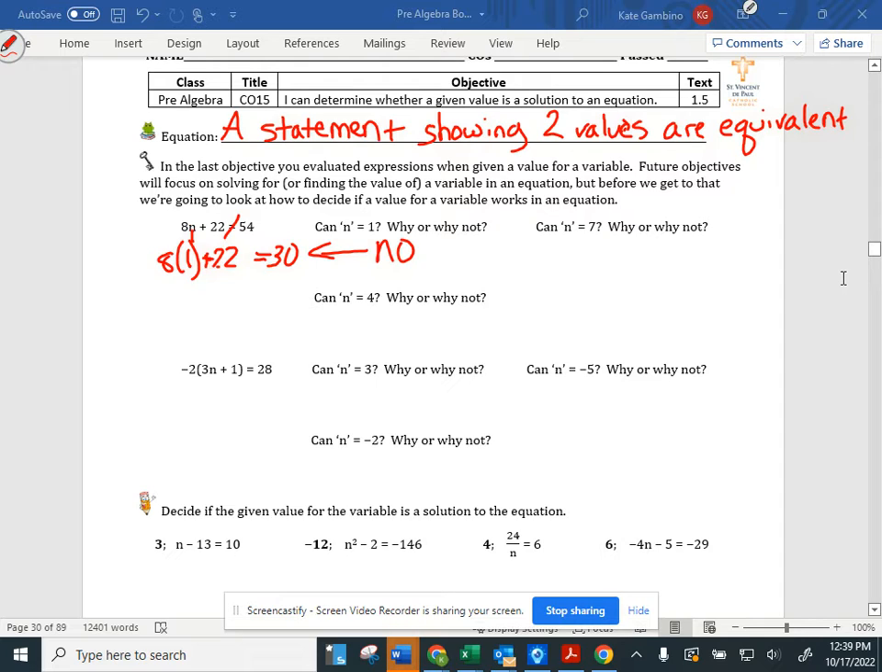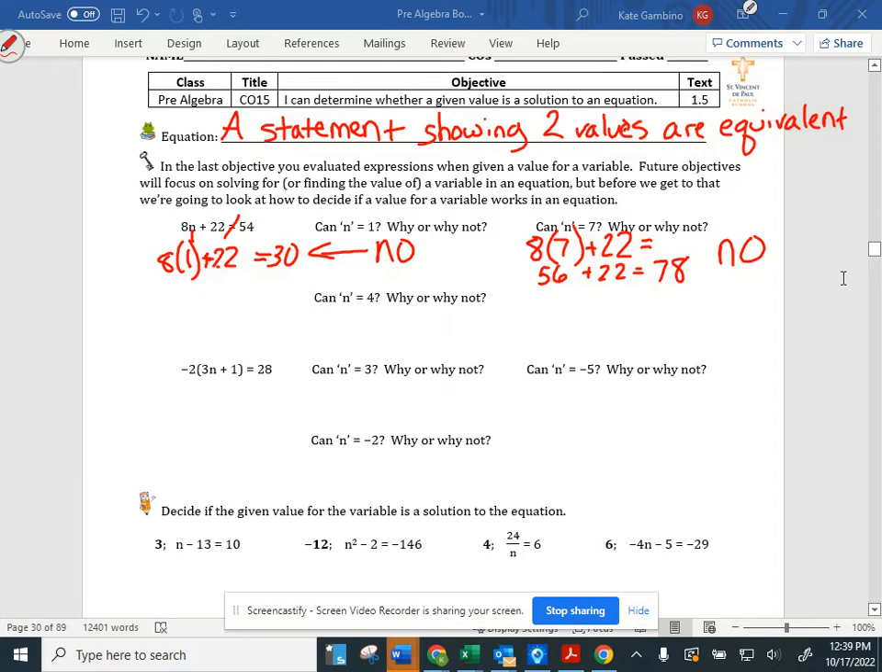Now, can n equal 7? Why or why not? No. So we're going to do the same thing. We're going to put 7 in for n. 8n plus 22. What does it equal? Priya? 78. Yeah, because 8 times 7 is 56, plus 22 equals 78, so my answer is no. Why or why not? I did the math. I'm showing it. So doing the math, showing your work, can be your reason.